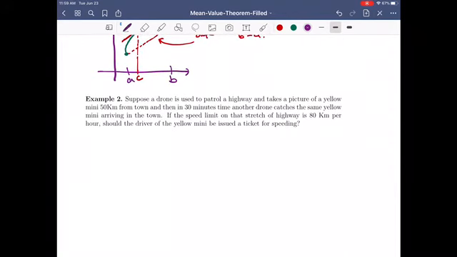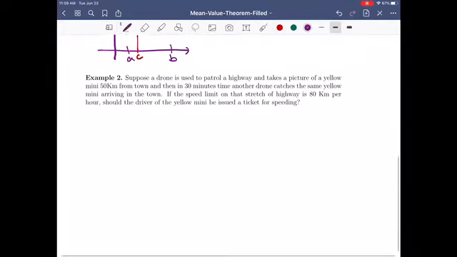So suppose a drone is used to patrol a highway and takes a picture of a yellow Mini 50 kilometers from a town. Thirty minutes later, another drone catches the same Mini arriving in the town. So it traveled 50 kilometers in that 30-minute span. If the speed limit on that stretch of highway is 80 kilometers per hour, should the driver get a ticket for speeding? This is actually how they patrol the highways. So they're using the mean value theorem.